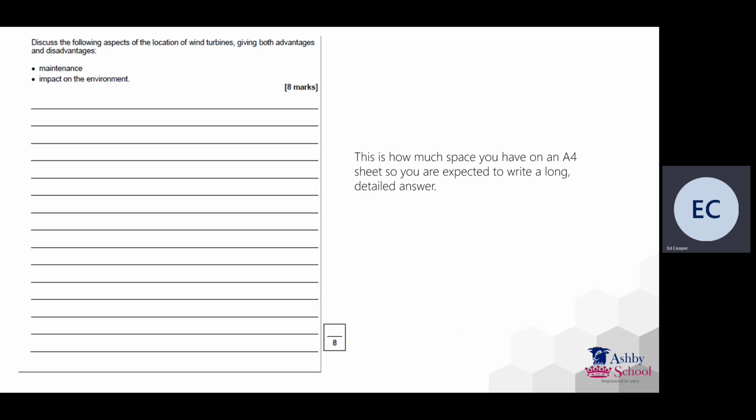Discuss the following impacts of the location of wind turbines, giving both advantages and disadvantages. So what we've done, and you can see that's how much, as an A4 sheet of paper, you're expected to write a long, detailed answer. You could split it up into 4 chunks. Okay, so we're looking at maintenance and impact on the environment for both of them. You could talk about a positive for each and a negative for each, and then you're breaking it down. So we're getting that 8 marks covered.